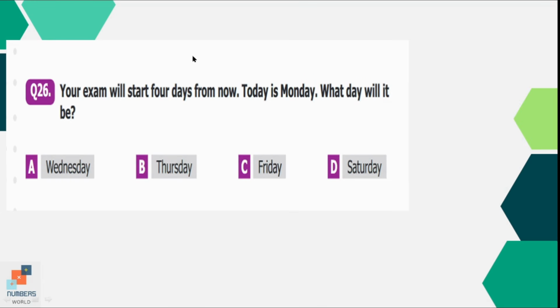Question number 26. Your exam will start 4 days from now. Today is Monday. What day will it be? So if today is Monday, then we will add 4 days: Monday, Tuesday, Wednesday, Thursday. So the exam will be on Friday. So option C is the correct option here.